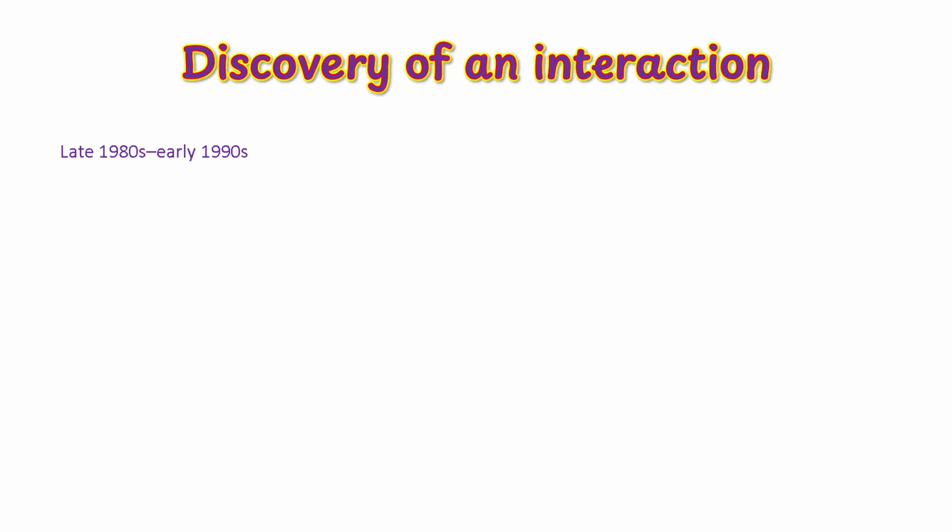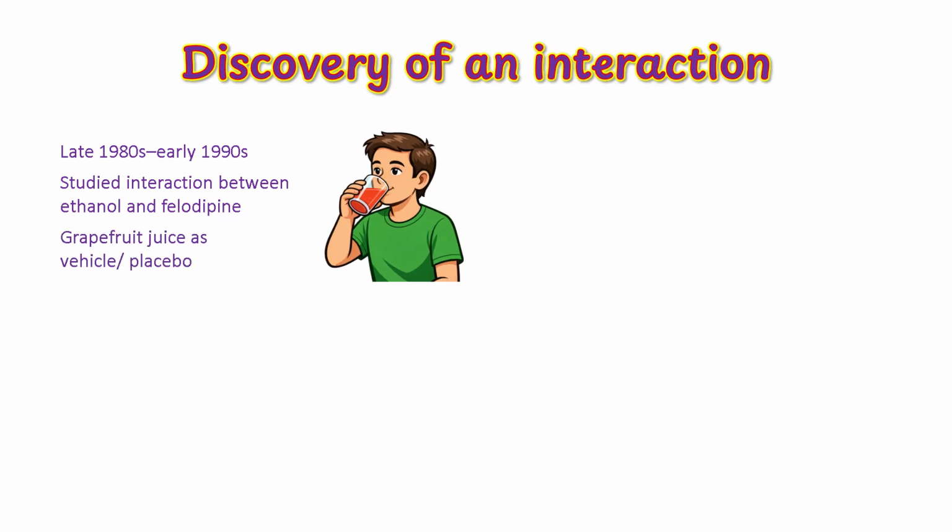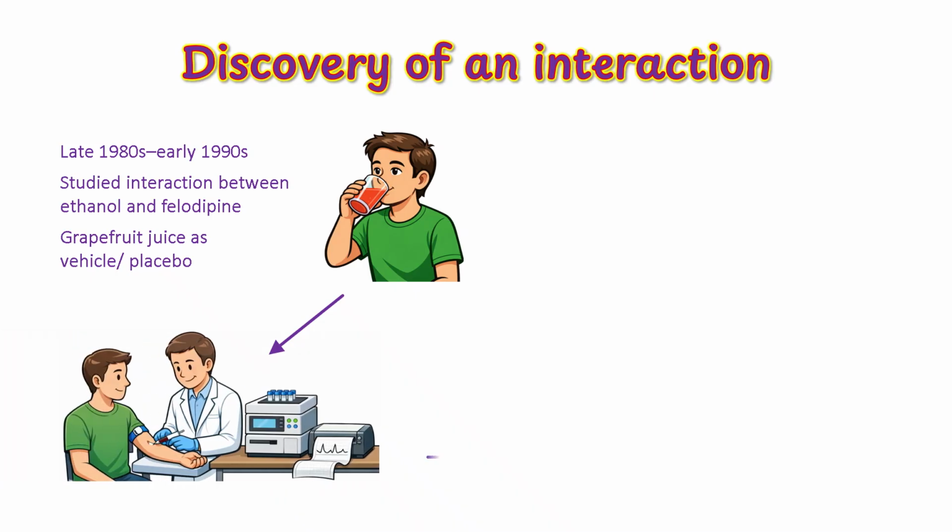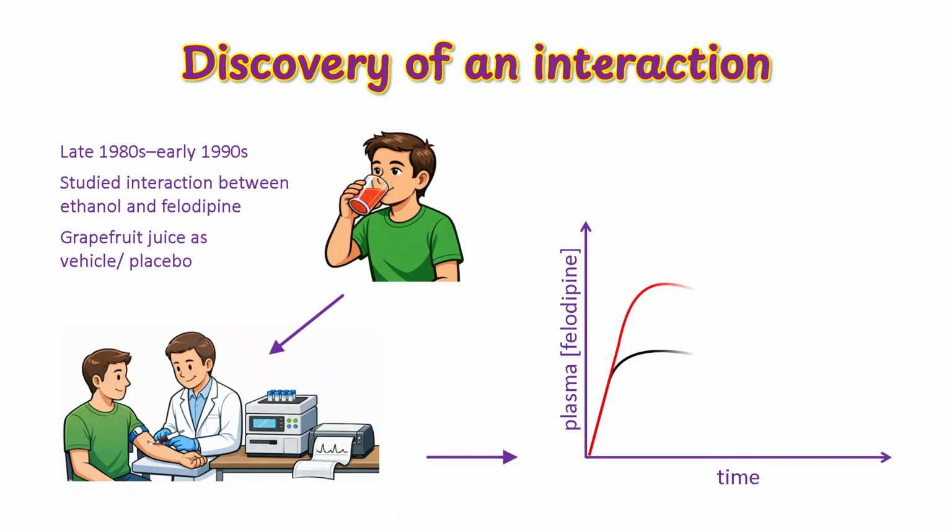calcium channel blocker. These studies were designed to examine interactions between ethanol and felodipine, not food-drug interactions. Grapefruit juice was used simply as a vehicle and to mask the taste of alcohol, and it was assumed to be pharmacologically inert. However, when plasma felodipine concentrations were measured, the results were unexpected. When felodipine was taken with grapefruit juice, plasma concentrations were markedly higher than when the drug was taken with water, revealing a previously unrecognized interaction.